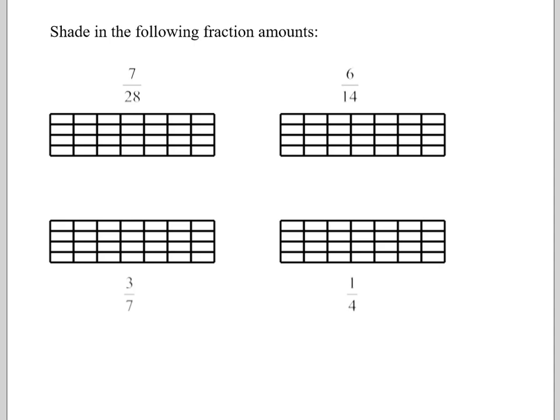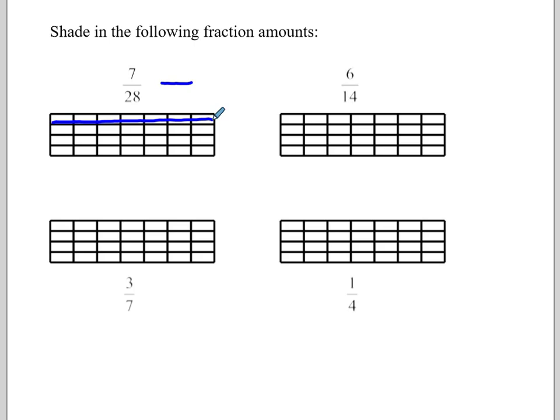So shade in the following fraction amounts. These ones will help connect a few ideas together here. Let's do blue here. This one here is 7/28. There are 28 squares on this little grid, 4 rows of 7. So if I want to color in 7/28, I would color in the top row. Okay, and that would be 7/28.